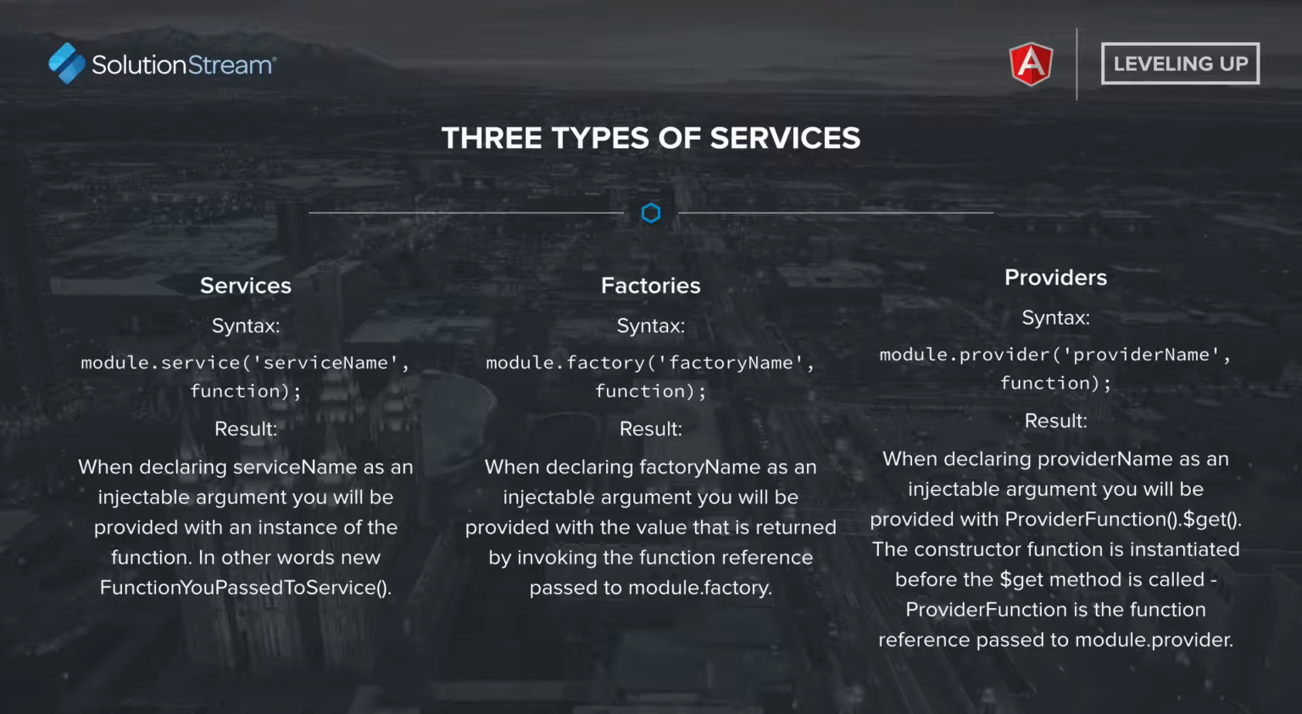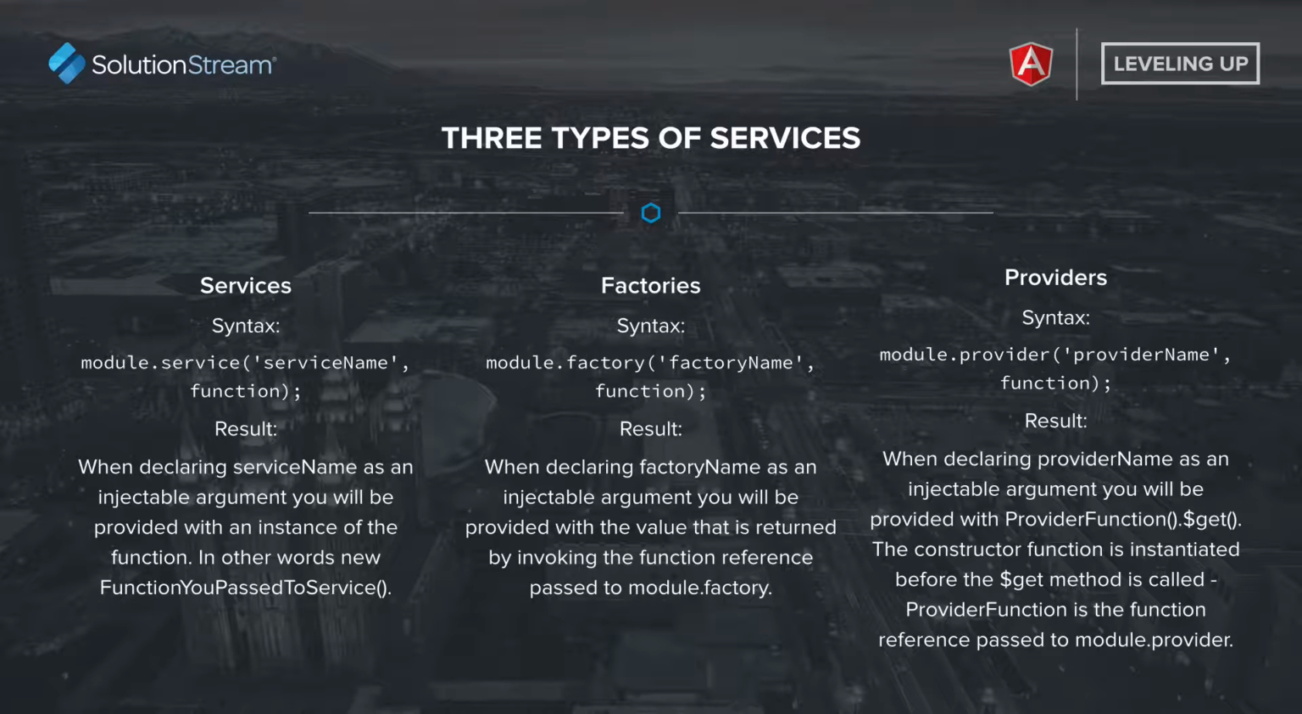Let's see. So when you're using a service type, when declaring service name as an injectable argument, you will be provided with an instance of the function. In other words, new function you pass to service. With factories, when declaring factory name as an injectable argument, you will be provided with the variable that is returned by invoking the function reference passed to module.factory.